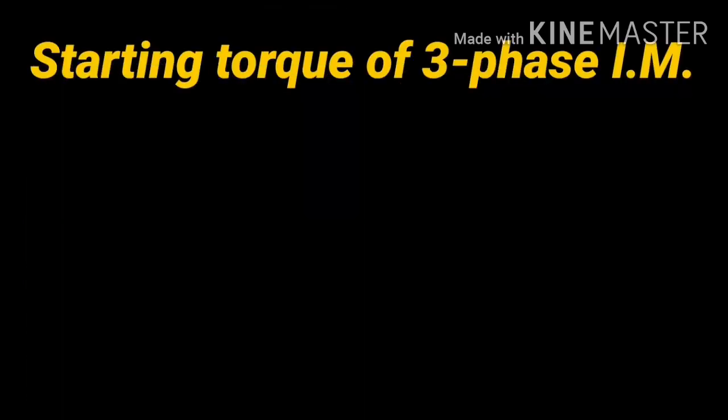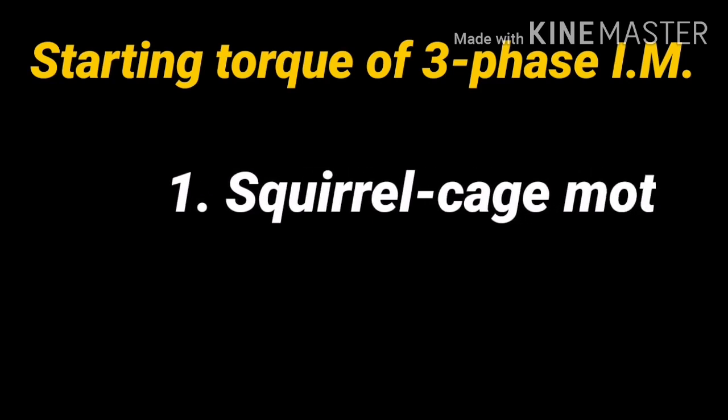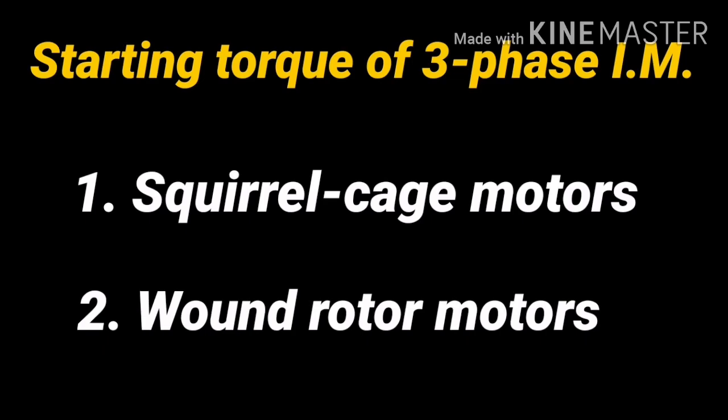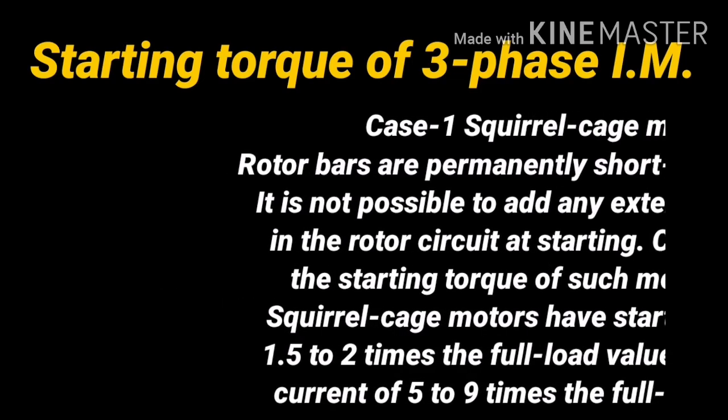Now, I am going to discuss the starting torque of a three-phase induction motor. There are two types of motors. Number one, squirrel cage motors. Second one, wound rotor motors. Now, see the first one, that is squirrel cage motors.